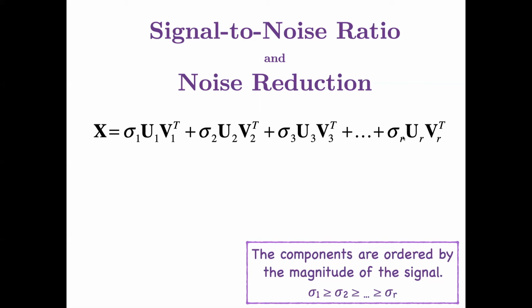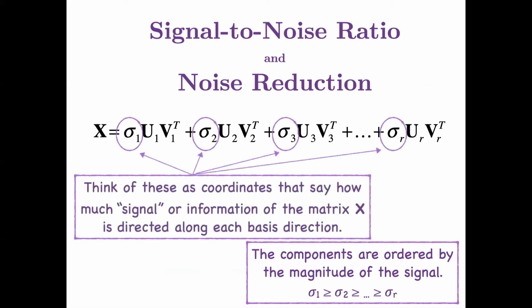And then sigma r is the amount of X that points in this basis direction, and that's the smallest amount of X that's in any direction. And so we think about these coordinates as saying how much signal or information of the matrix X is directed along each basis direction. And it decreases as you move from the front of the sum to the rear of the sum.